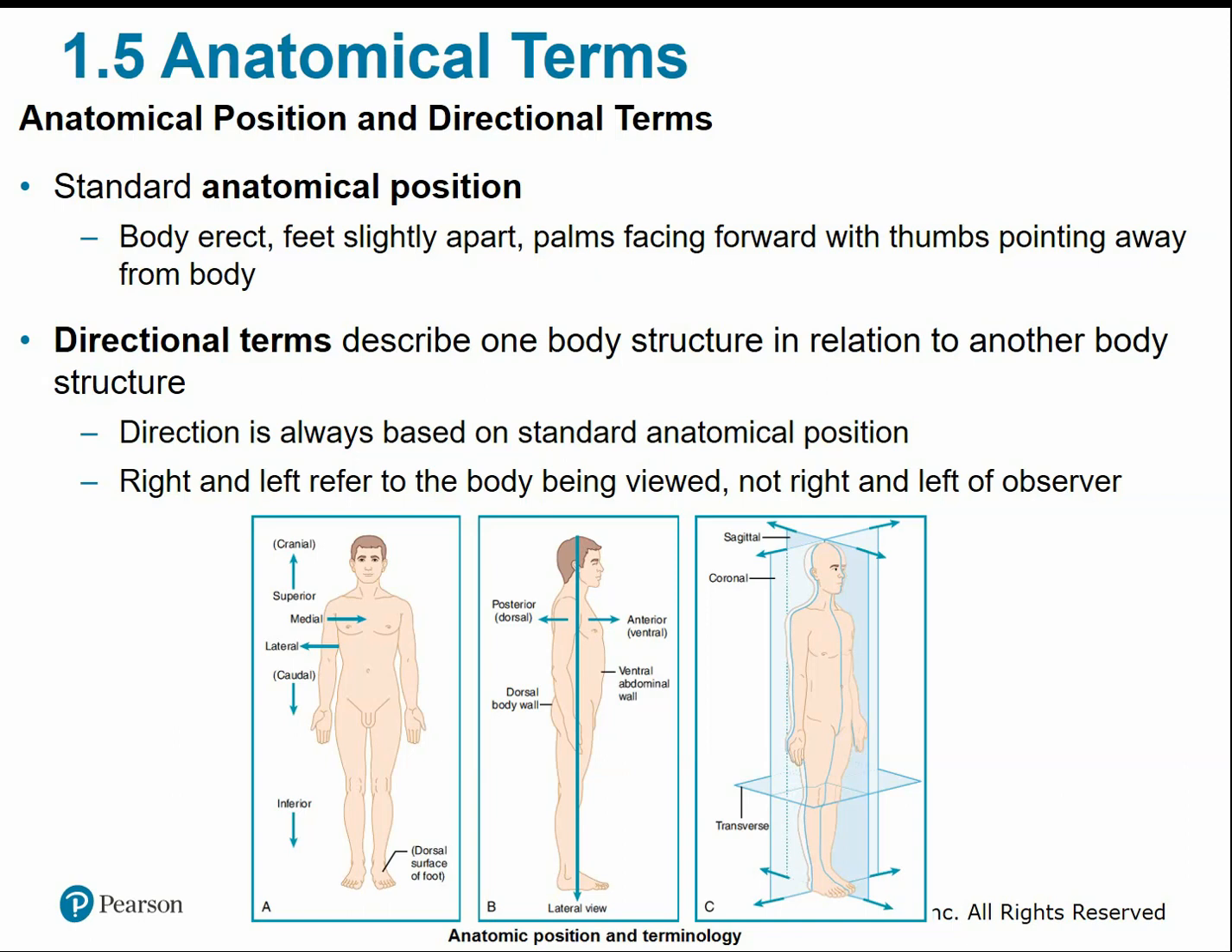So, looking at anatomical position and directional terms. When we study anatomy and physiology, it really is kind of like learning a whole new language. There are so many specific terms to learn. These are anatomical terms and directional terms used throughout anatomy and physiology courses. Starting off with anatomical position: anatomical position is when the body is erect, the feet are slightly apart, palms are facing forward, and the thumbs are pointing away from the body. This is kind of our standard base point of reference in all terms of anatomy and physiology.